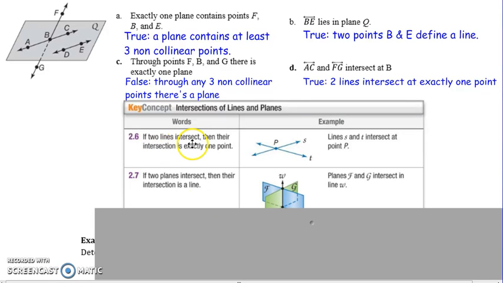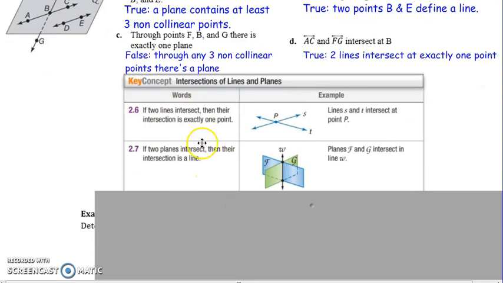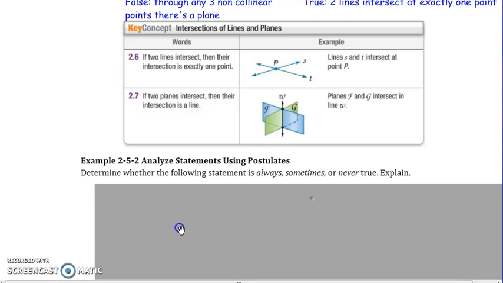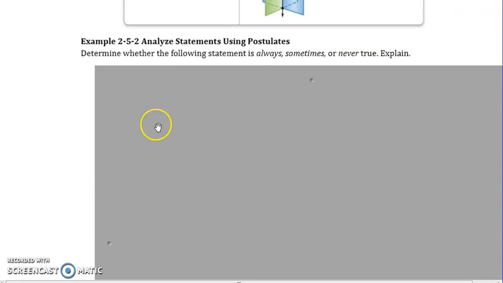If we have 2 lines that intersect, they intersect at 1 point. If we have 2 planes that intersect, they intersect at a line. So again, these are a review of stuff we've already learned. We're just now using them as postulates because they are definitions. So let's determine if each statement is always, sometimes, or never true, and then explain.